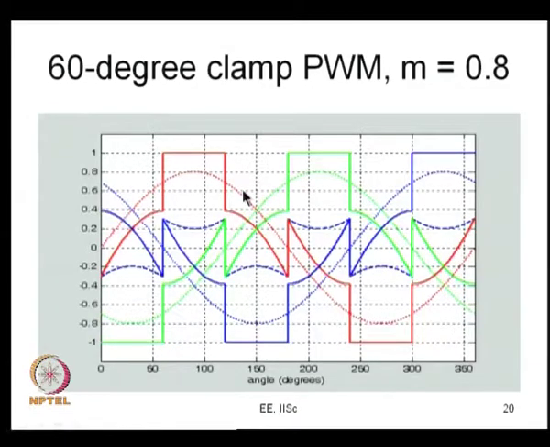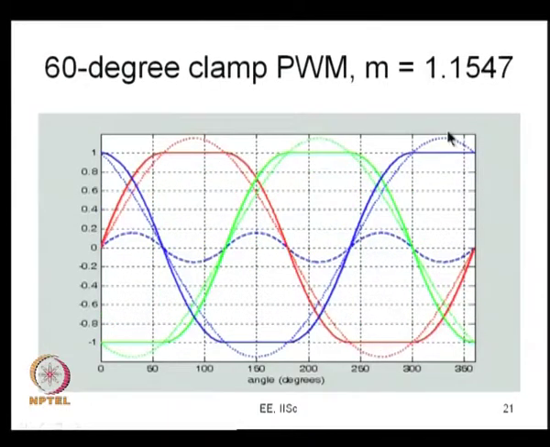The same way with 60 degree clamp PWM, when you want to clamp the middle 60 degree duration, you add a common mode signal as shown by this blue dashed line, and the resultant modulating signal is something like what is shown here. I have plotted the same thing for 1.1547, that is 2 by root 3, and you can see that it is like here. I want to make the point that you really can't exceed 1.1547 now.